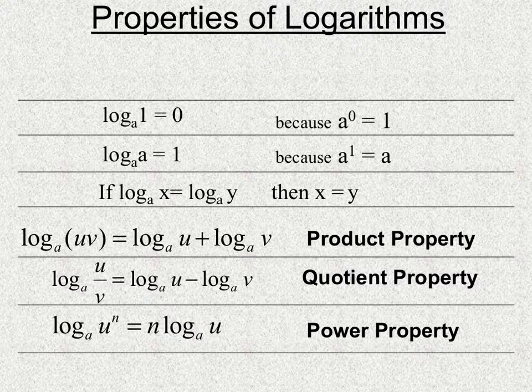The quotient property is very similar to the product property, except when I have u divided by v in the argument, we take the difference of the log of the numerator and the log of the denominator. And then the power property says if the argument u is raised to the nth power, I can bring that n to the front and multiply it by the log of u. So these are all the properties of logs. You should know these, be very familiar with these. Especially these you'll have to memorize. These will be given to you on the test, but you should still know them.